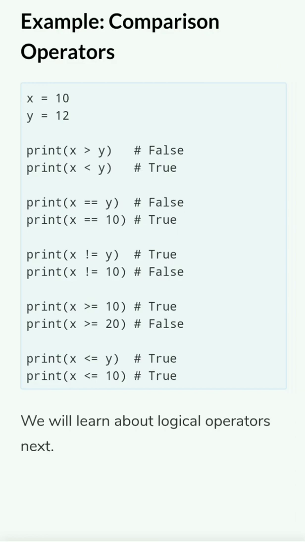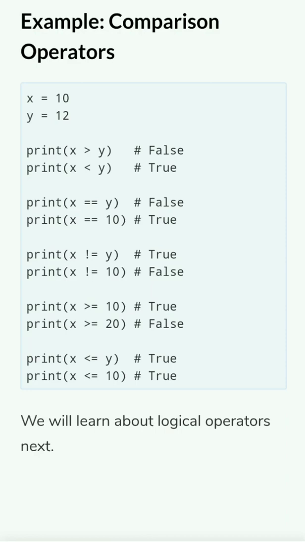Suppose x equals 10, y equals 12. We have assigned literals to the variables. Now print x greater than y. x equals 10 and y equals 12. Is it true? It's not. So it's going to give us the result false. If less than, then it's going to be true. Now compare x equal to y. It's going to give us false because x is 10 and y is 12. It's not equal.